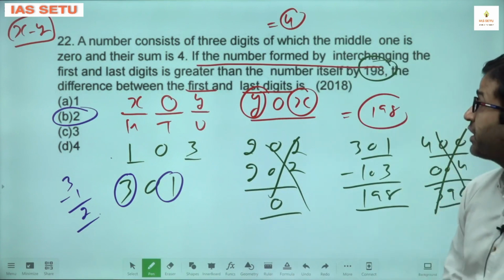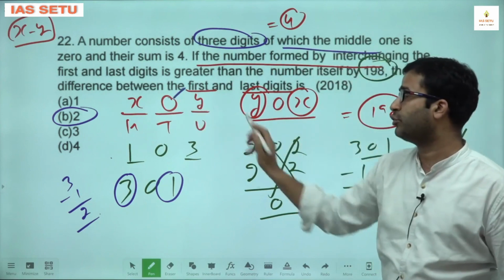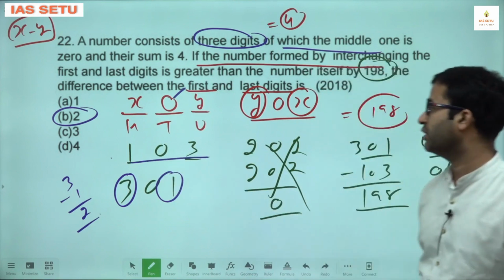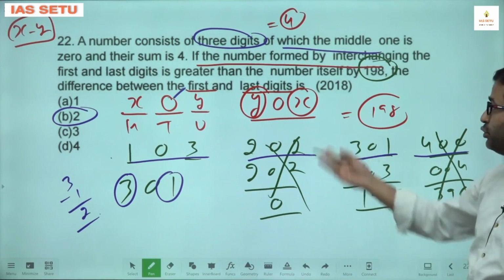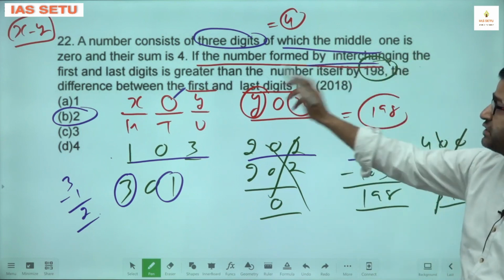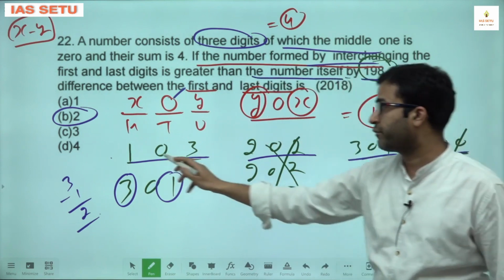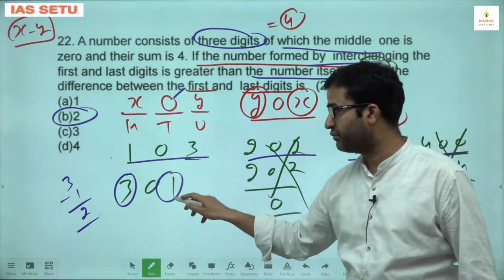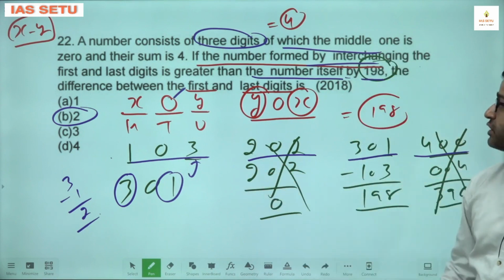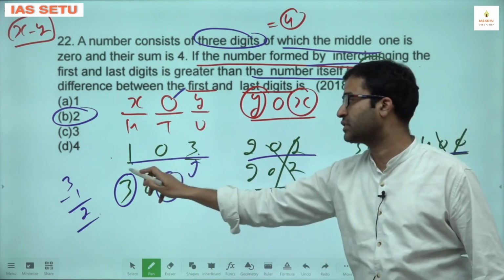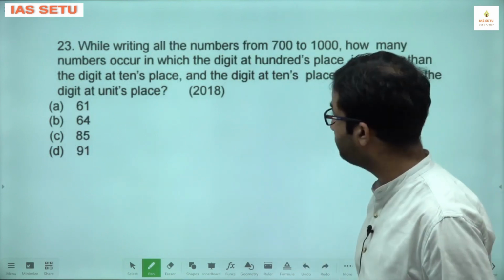So what is important here? A number consists of 3 digits, whose middle digit is 0, one thing, and the total is 4. So it is 103, 202, 301, 400. You reverse and you check. If the number formed by interchanging the first and the last digit is greater than the number itself by 198. So here we take the number 103. When we interchange the digits, we get 301. This is 198 greater than this. Yes, perfect. Now what is the difference of the first and the last digit? 2. Answer B. Next we come to question number 23.